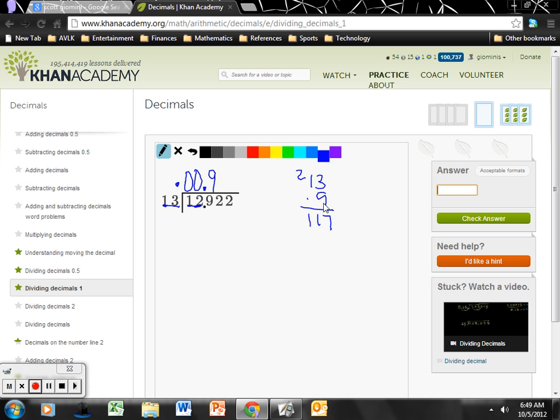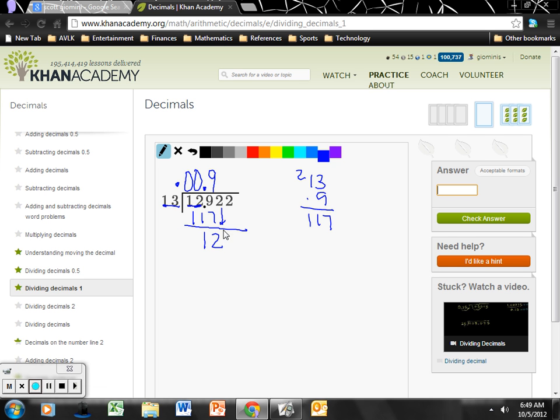And let me just double check my math. 9 times 3 is 27. Put my 2 up here. 9 times 1 is 9 plus 2 tens gives me, okay, good. So I'm going to put 117 here. I'm going to subtract. 9 minus 7 is 2. 2 minus 1 is 1. Okay, my remainder is less than my divisor, so that's good.